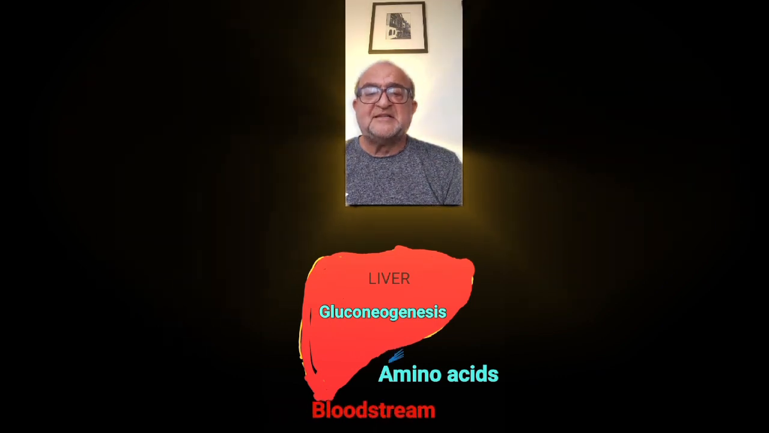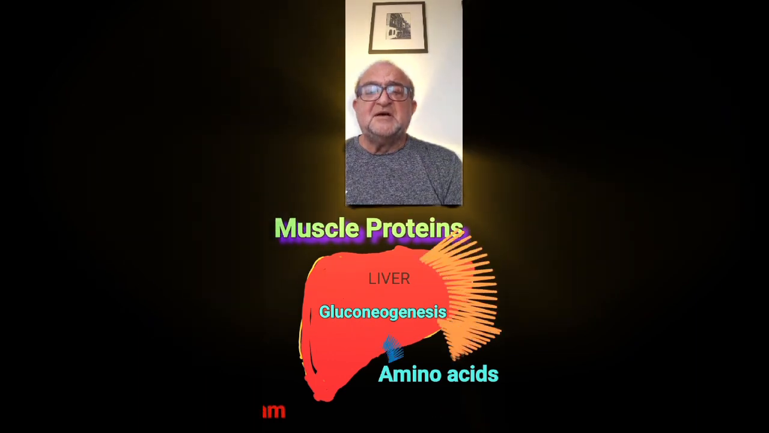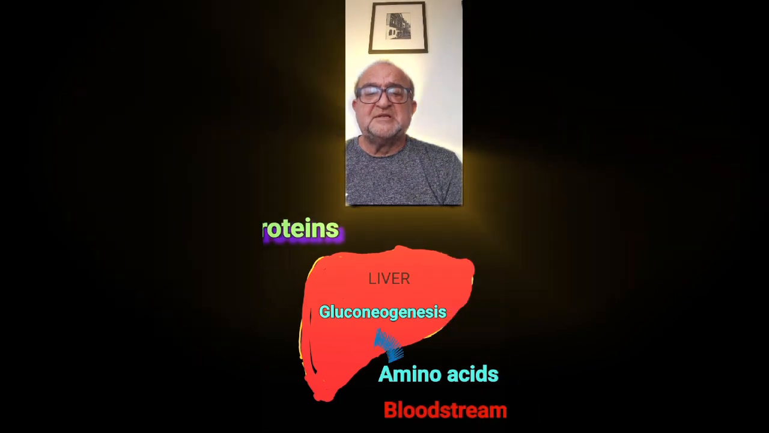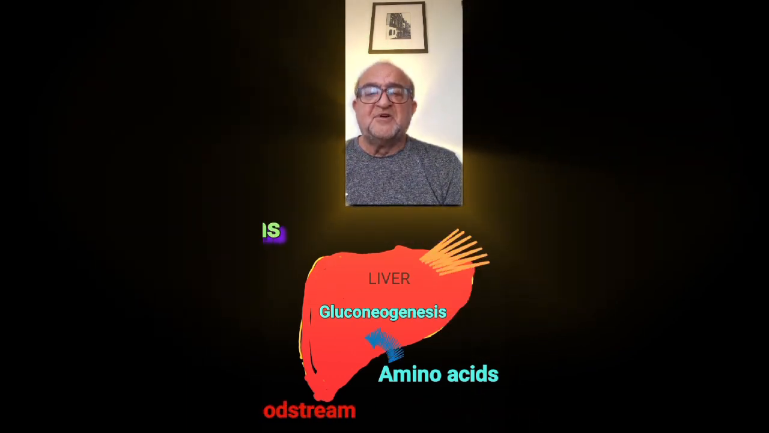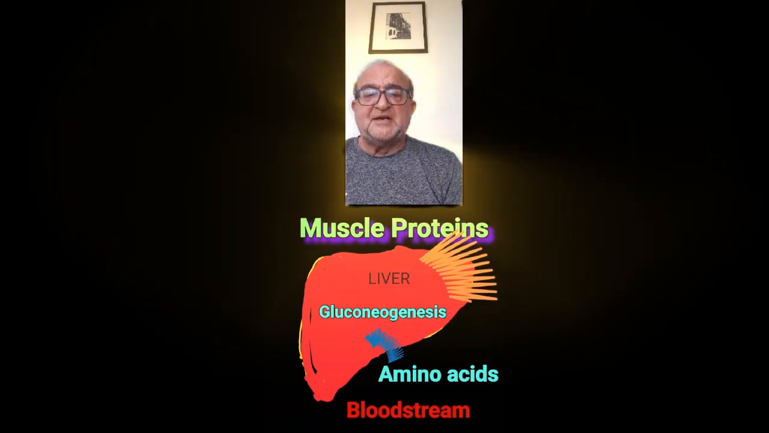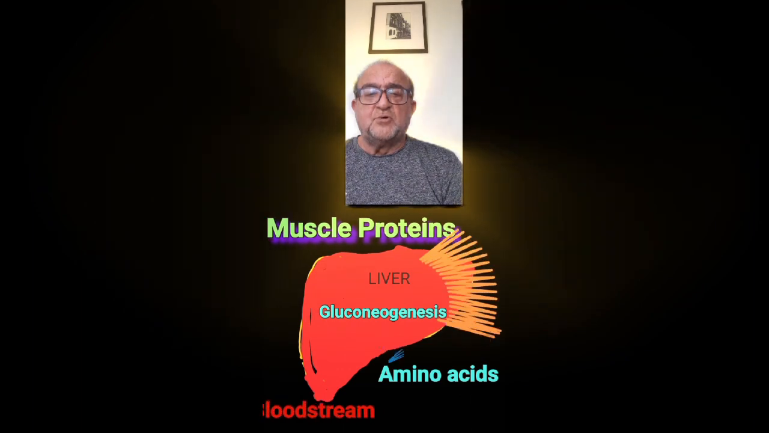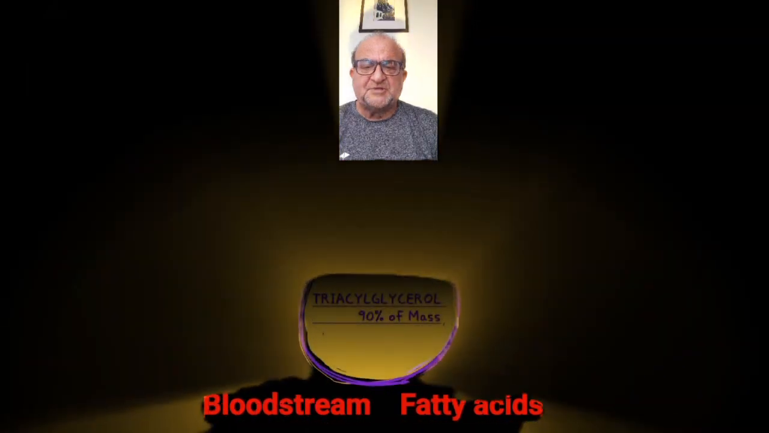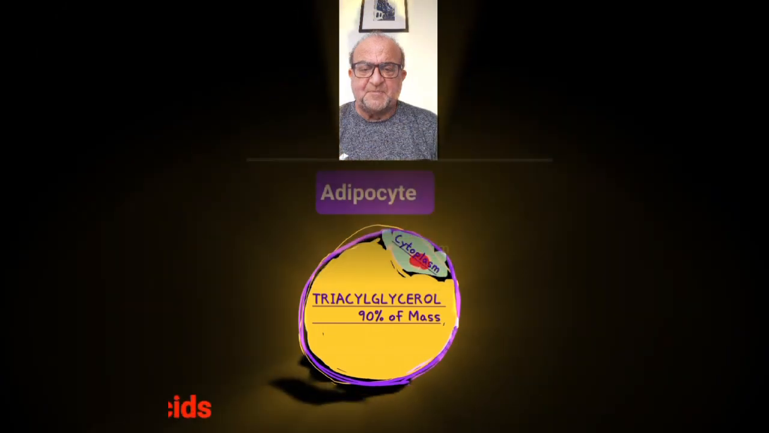So during fasting, there is an increase in amino acids derived from muscle proteins in circulation. This will provide the liver with the glucogenic carbon skeletons needed for gluconeogenesis. During fasting, the second important energy source needed in the bloodstream are fatty acids.